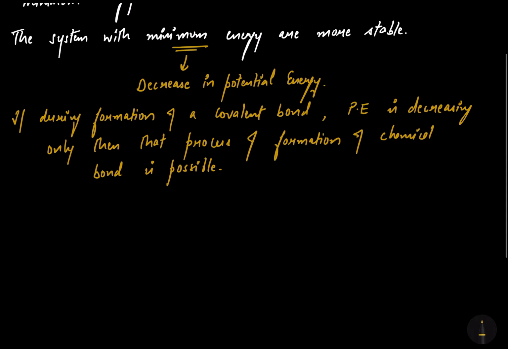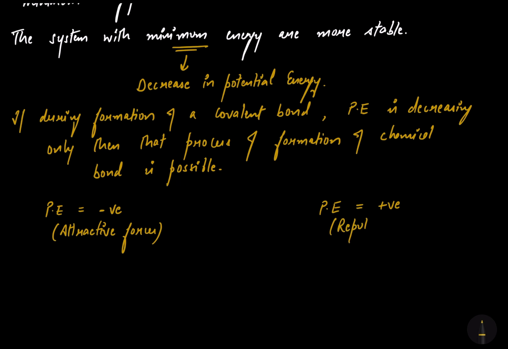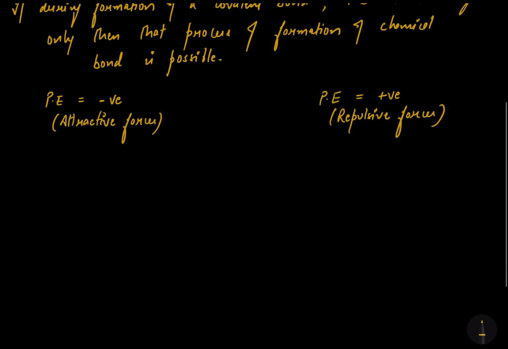Now, I have already told you that if potential energy comes out to be negative, then it signifies attractive forces. If potential energy comes out to be positive, then it signifies repulsive forces. Now, when two atoms approach close to each other, two types of interactions come into play, the attractions and the repulsions. We know that.